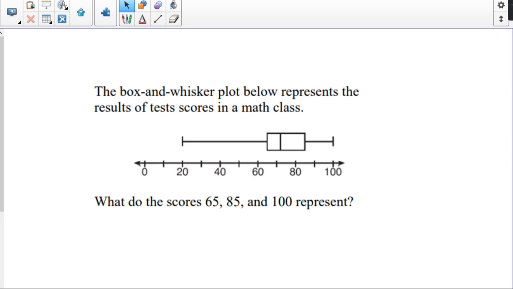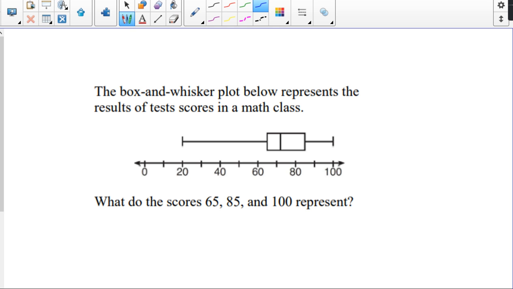Regents problem with a box plot, also known as a box and whisker plot. I'm going to use this one question to go over everything that we discussed with box plots, okay? So I'm not just going to answer this question, I'm going to extend it a little bit further. The box and whisker plot below represents the results of test scores in a math class. What do the scores 65, 85, and 100 represent?